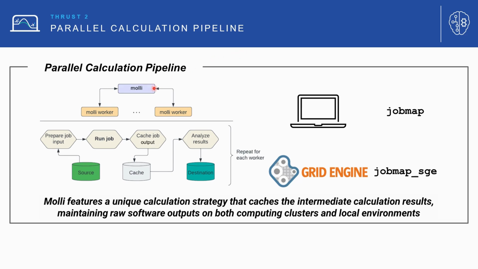You can imagine that Molli has its own unique scheduler that will create workers that are able to take something from the source library, prepare the job input, and then run the job directly. We can monitor the job with our own native implementation and then cache the output when it's done. And from the cache, if it was successful, we can analyze the results and write these to a destination library. And we can repeat this for any worker. Now, we can do this locally on a job map function, or we can do this through a cluster. Specifically, we've configured it through the Sun Grid Engine, but this allows us to operate on both computing clusters and local environments depending on what our needs are.